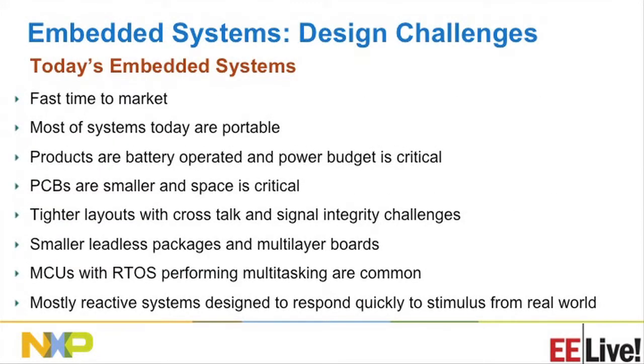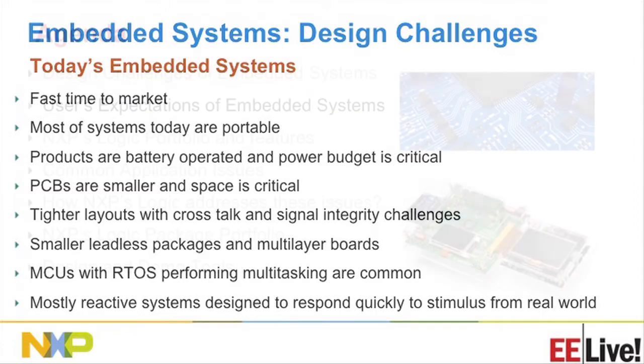So today's embedded systems, they are smaller, they are portable. There's a lot of pressure to keep the battery budget in check, and you would like to maximize the battery budget. The PCBs are also becoming smaller, right? And the space is also becoming more critical. So that is where the logic is also evolving. Some more trends that we see are RTOS and software becoming more critical. There's more interaction between hardware and software today.